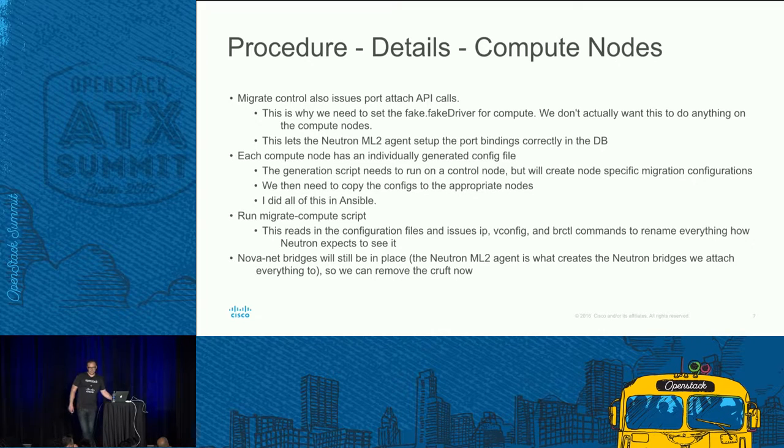And so then finally, the NovaNet bridges are still going to be in place because the Neutron ML2 agent is what created everything. So the tap devices are going to be Neutron. The VLANs are going to be Neutron. But you're still going to have the br, usually the common vernacular is br and then VLAN, as the name of the bridges that NovaNet creates. And so those are still going to be there with nothing on them. And so we can just go through and remove that.